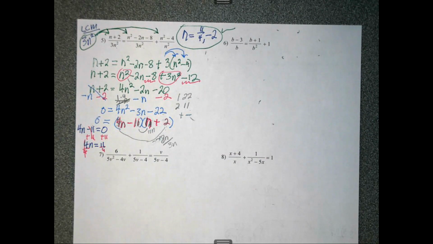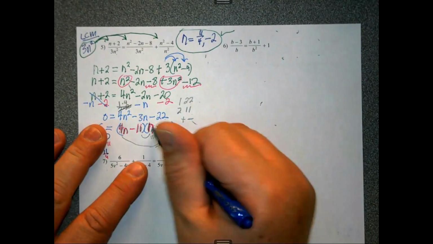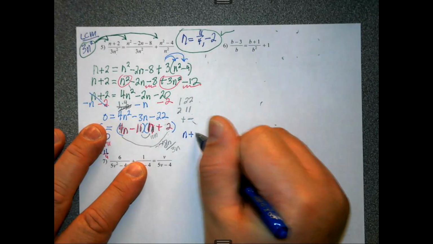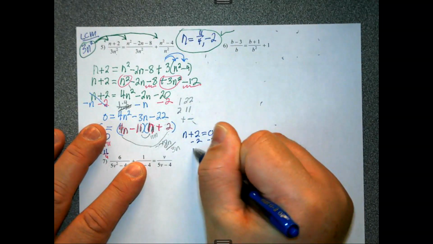Yes, Sarah. Oh, I set this factor. I kind of skipped a step here. I took n plus 2 equals 0. I subtracted 2 from both sides. So n equals negative 2.